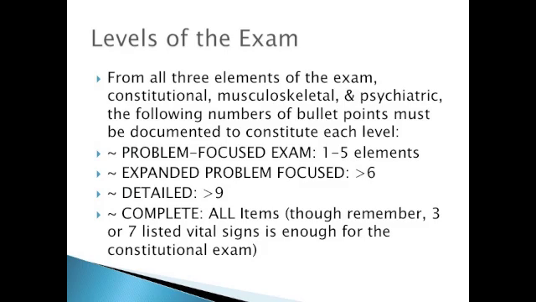A problem-focused exam is 1 to 5 bullet point elements from all of those options of the exam. An expanded problem-focused exam is 6 or more. A detailed exam is 9 or more bullet points, and a complete exam includes all of the items on all 3 parts of the exam. Now remember, for the 7 listed vital signs, you only need to do 3 of those for the constitutional exam.